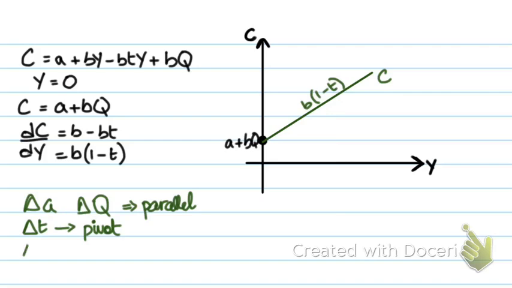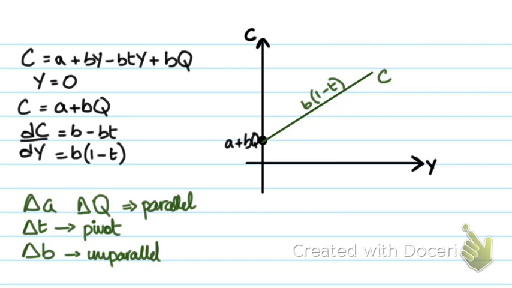However, if there is a change in MPC, the marginal propensity to consume, this will lead to unparalleled shifts. If B increases, there will be a parallel shift first, and then an anti-clockwise pivot. If B falls, if MPC falls, there will be a parallel shift downwards, and then a clockwise pivot. So this is how you sketch your consumption function.